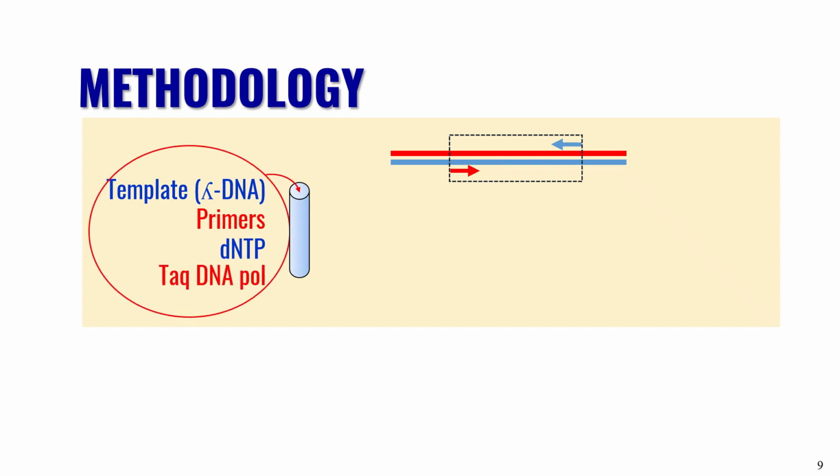Take a tube and add the template. The template I have shown here is lambda DNA, which is a double-stranded DNA, and the segment has been selected by designing a pair of primers. So add the primers also, and then dNTPs here, and then Taq DNA polymerase. Put all these requirements in the tube and amplify for 20 to 40 cycles depending on your need.